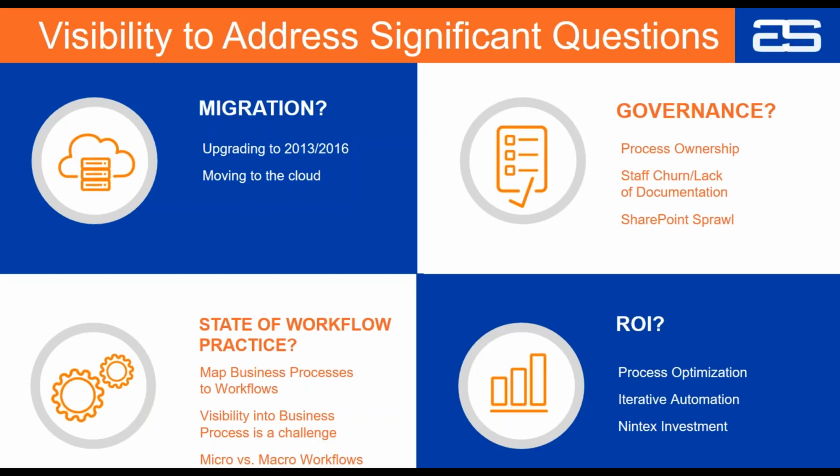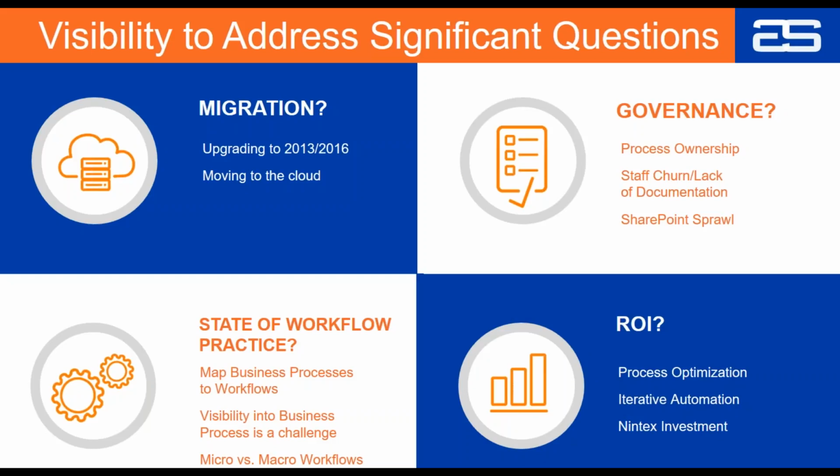Etc. Now, from a governance perspective, Hawkeye can help you get a clear understanding of process ownership, any areas where you may have a lack of documentation, SharePoint sprawl, and so on. With a better understanding of these aspects, you can start to use the tool to govern what's happening inside of the practice and make decisions going forward. And that will inevitably lead to the question, well, what's doing well, what can be improved, and what can be decommissioned? So with Hawkeye, we start to get a much clearer picture of our business process maturity and the state of our workflow practice as a whole.